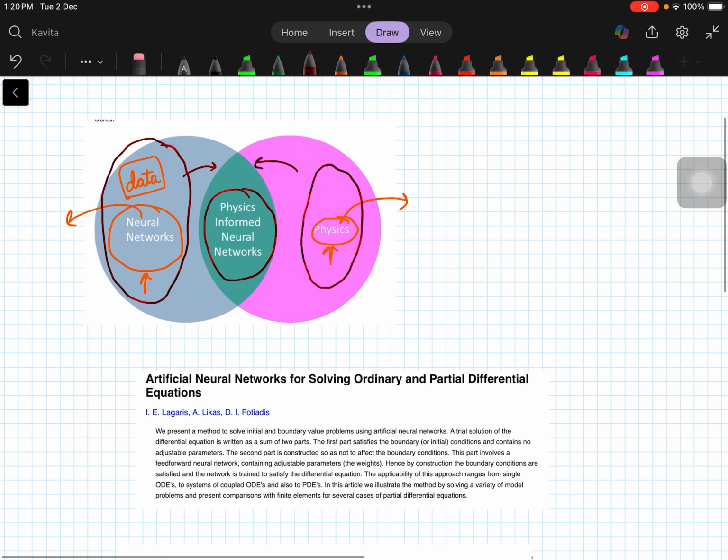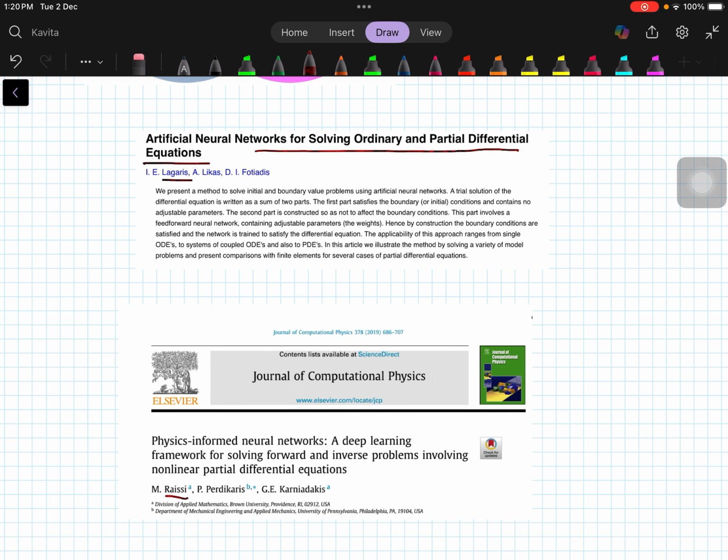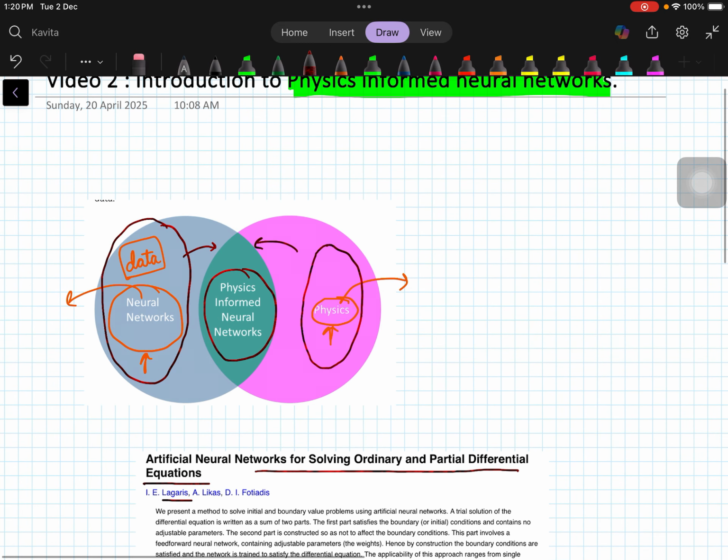It was first introduced in the paper Artificial Neural Networks for Solving Ordinary and Partial Differential Equations by Lagaris. But recently in 2019, when Raissi introduced it again in the paper Physics Informed Neural Networks: a deep learning framework for solving forward and inverse problems involving nonlinear partial differential equations, it became quite famous. That is because of the advancement in the computational power we have today. That is why we can use both worlds, the physics of the model as well as the data sets, and come up with new methods which will be very efficient in solving the models.